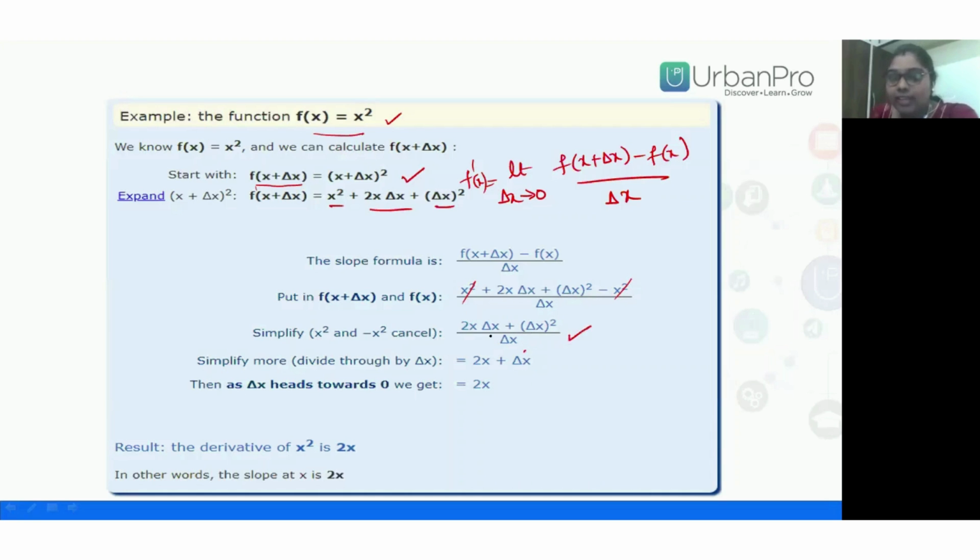Now what you have to do is take delta x common, then you get 2x plus delta x. There is a condition, you should not forget that. What is the condition? Delta x should approach 0. That's the limit. So when we put delta x as 0, we get simply 2x. So what did you understand? The slope of the function f of x equals x square, a curve, is 2x. As simple as that.